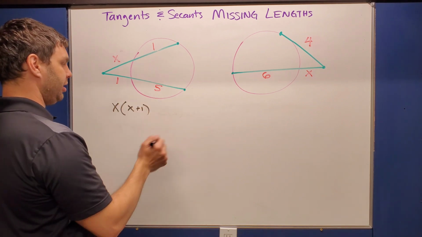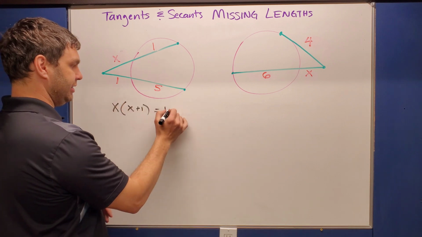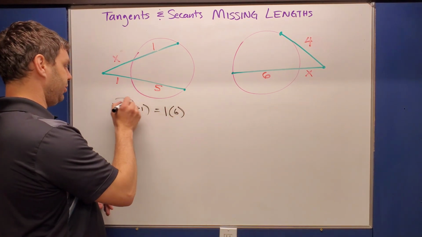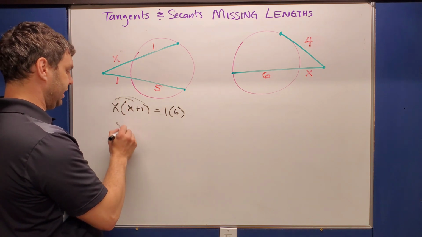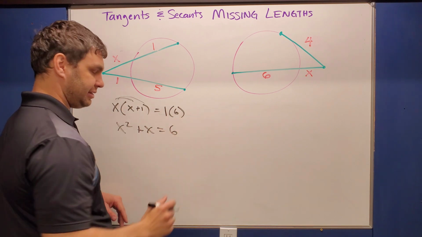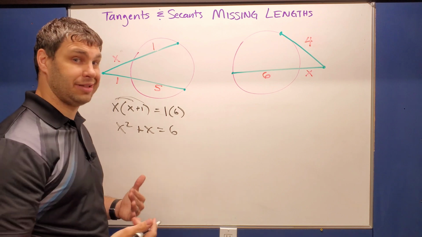We're going to do the same thing for the bottom. In this case, that's going to be 1 times 1 plus 5 is 6. Or you could just do 1 times 6 is 6. But either way, let's distribute this in and get x squared plus x equals 6. Okay? Now, if I would just have an x squared or just have an x term, that'd be fine.